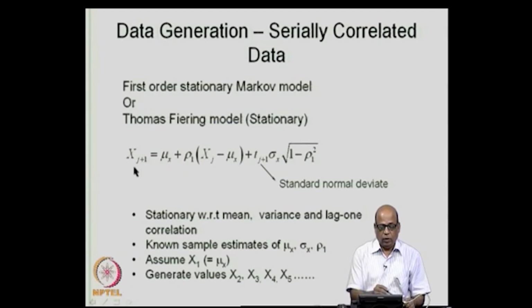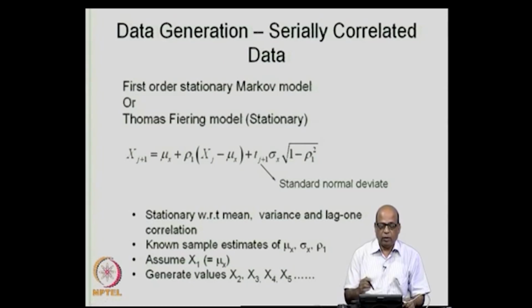What we do in using this model, if you recall, is from the data we estimate the parameters, we estimate the moments actually mu x and sigma x, and also we estimate the lag 1 correlation rho 1. We use these sample estimates in this particular model. To start the model, we assume a particular value of x j here. Let us say x 1 we assume and then generate x 2. For convenience we often assume x 1 to be mu x itself, so that this term vanishes. So, starting with that we generate several values.